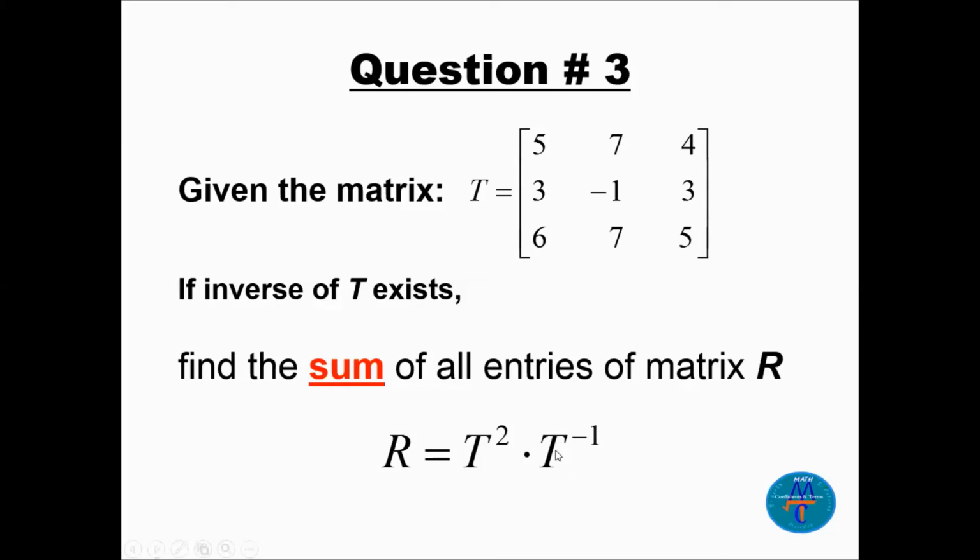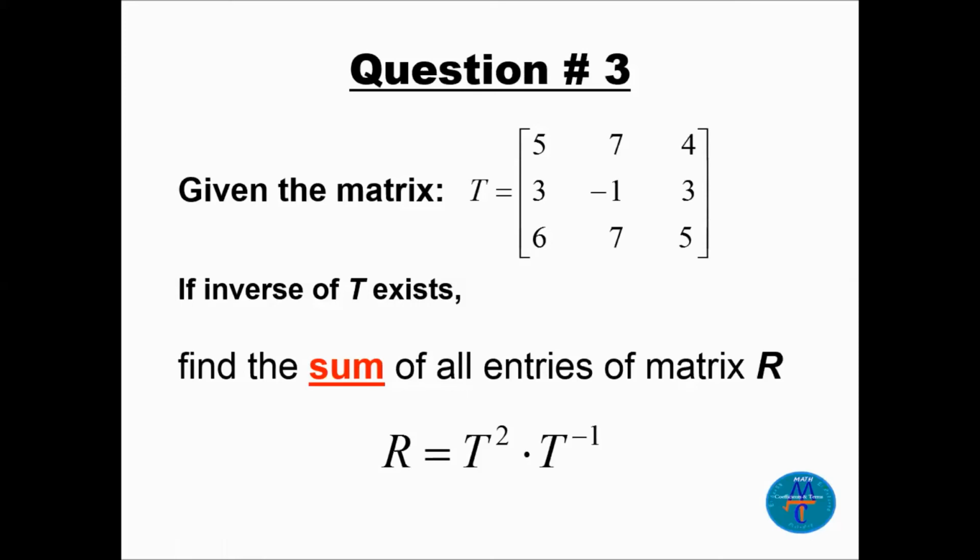Also, you need to find the inverse, T inverse, 3 by 3. It might take maybe 10 minutes or more, because even the numbers are not easy here. So I think this is the best one to pause and try yourself. What can we do to find R? See, the whole idea now: find R, the matrix R. R is T squared times the inverse of T.